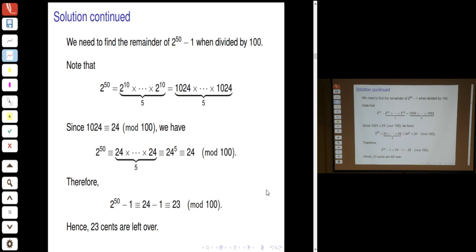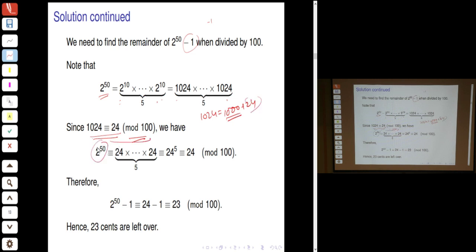So, the minus 1 will just contribute minus 1 mod 100, right. So, really you need to understand what 2 to the 50 is mod 100. So, 2 to the 50 is 2 to the 10 taken 5 times. So, this is 1024 taken 5 times. And 1024 is 24 mod 100, because 1024 is 1000 plus 24, and 1000 is divisible by 100. So, this is just 24 mod 100.